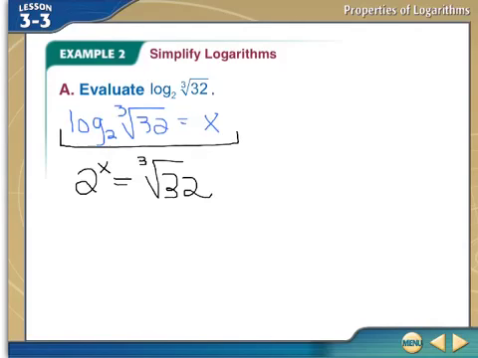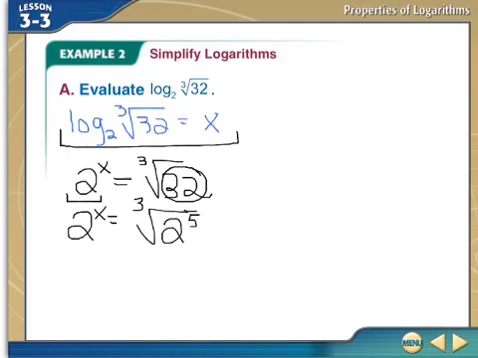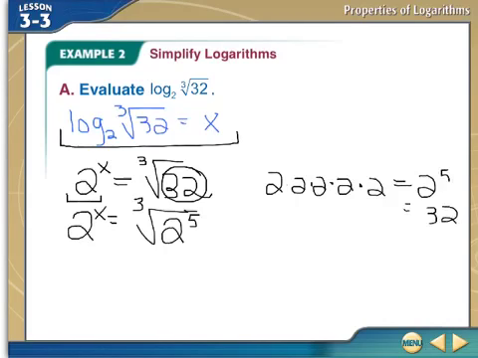Now, we have base 2 here of our exponential function. 2 is our base, x is our exponent. And what we want to figure out is the value of x. Well, one thing I can do is rewrite 32 as a base of 2. So I have the cube root of 2 to the 5th power is the equivalent of 32. 2 times 2 times 2 times 2 times 2 is going to give me 2 to the 5th, which is equal to 32.